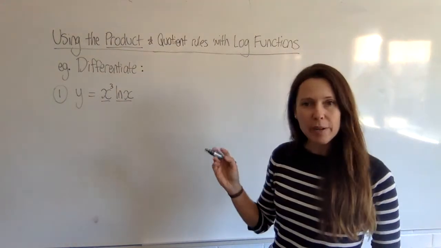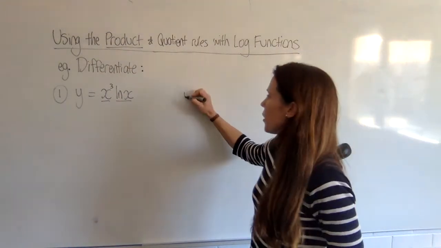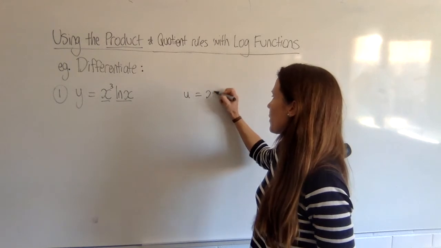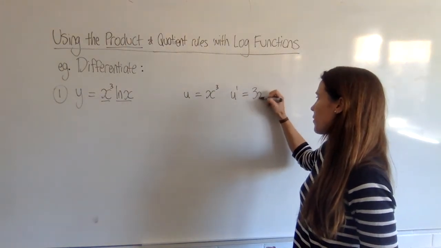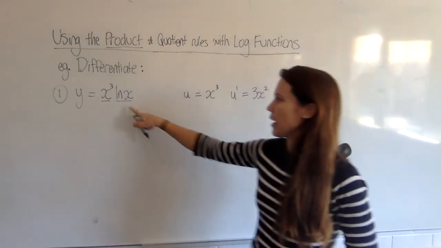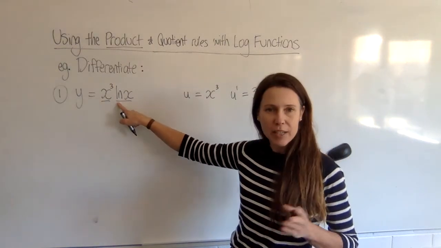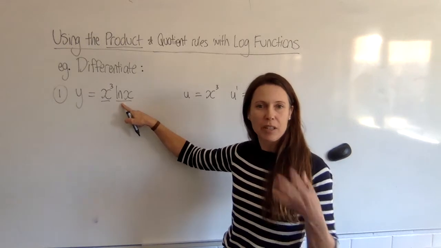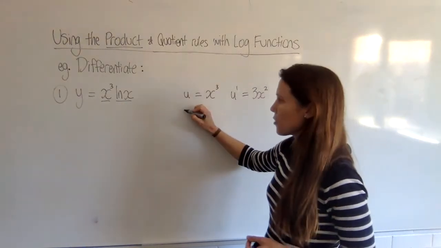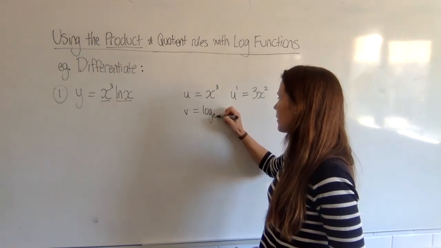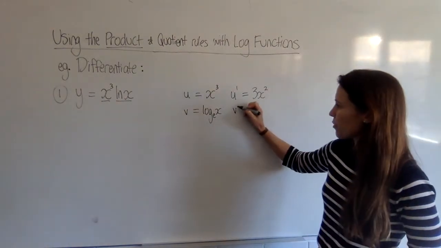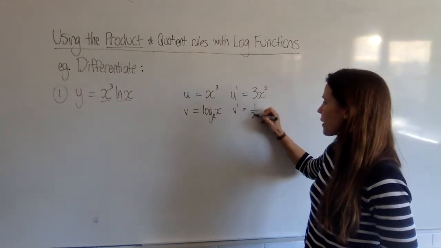So simplest way to make sure you don't mess anything up, identify your parts. If u is x cubed, then u dash will be the differentiation of that, 3x squared. And in v, don't forget the notation here, this just means the natural log, which is a log with base e. So you can write it as it's being given, or if you prefer, you can write it like this. And we know that when we differentiate that, we get 1 over x.